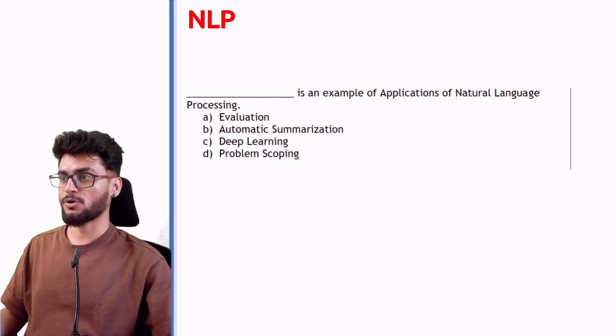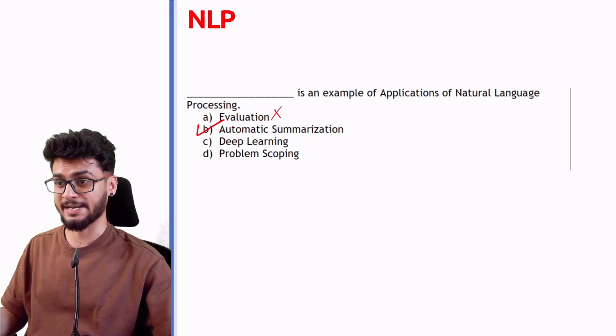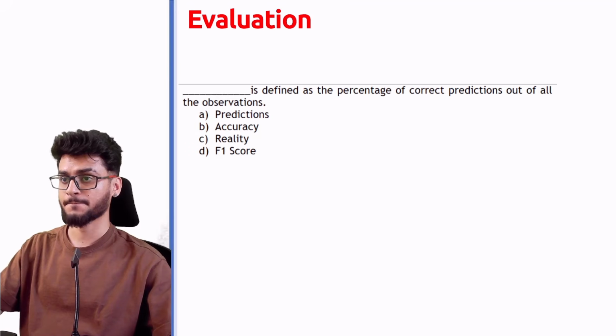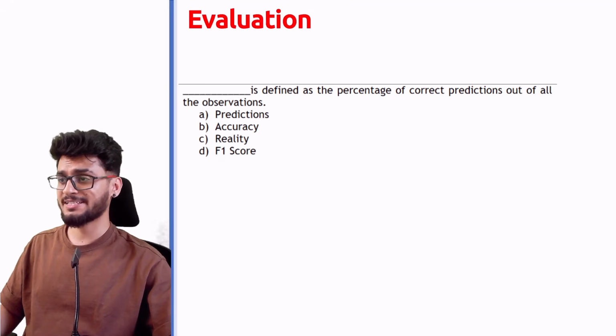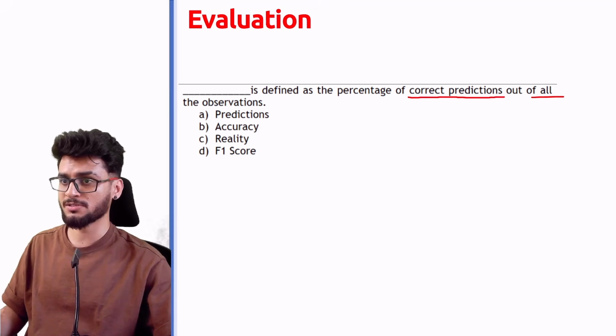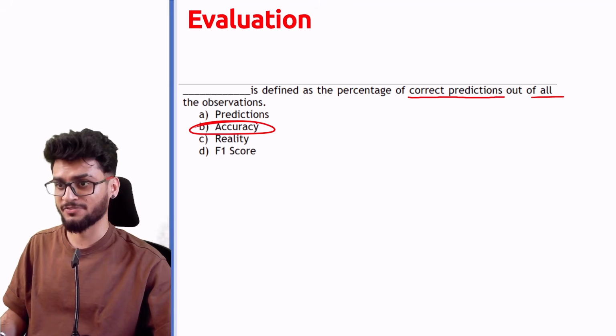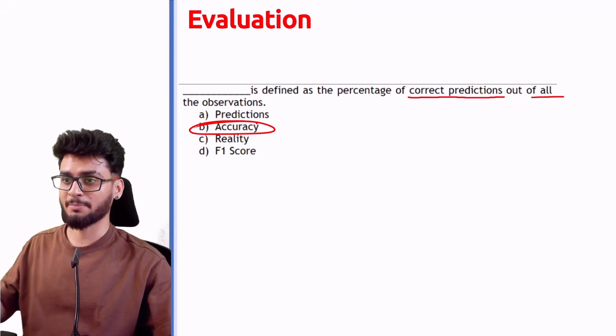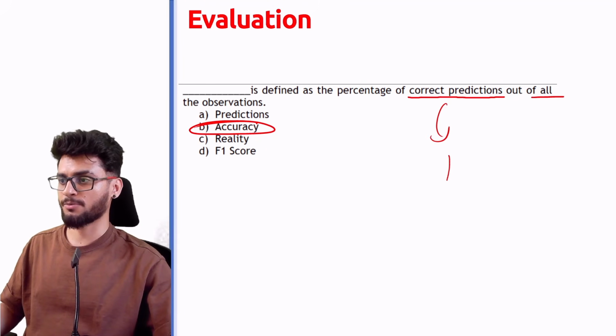Dash is an example of applications of NLP. Evaluation, no. Automatic summarization, yes. So B is the right answer. Dash is defined as the percentage of correct predictions out of all the observations. So this is quite simple. Correct predictions out of all the observations is accuracy. Very straightforward. You don't have to remember it. It is also how your board percentage is calculated.